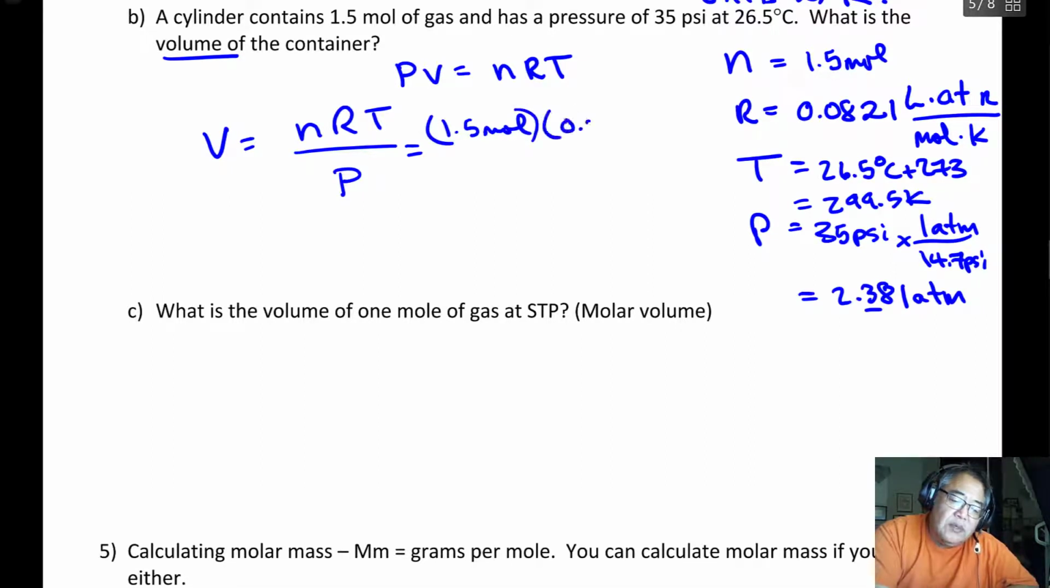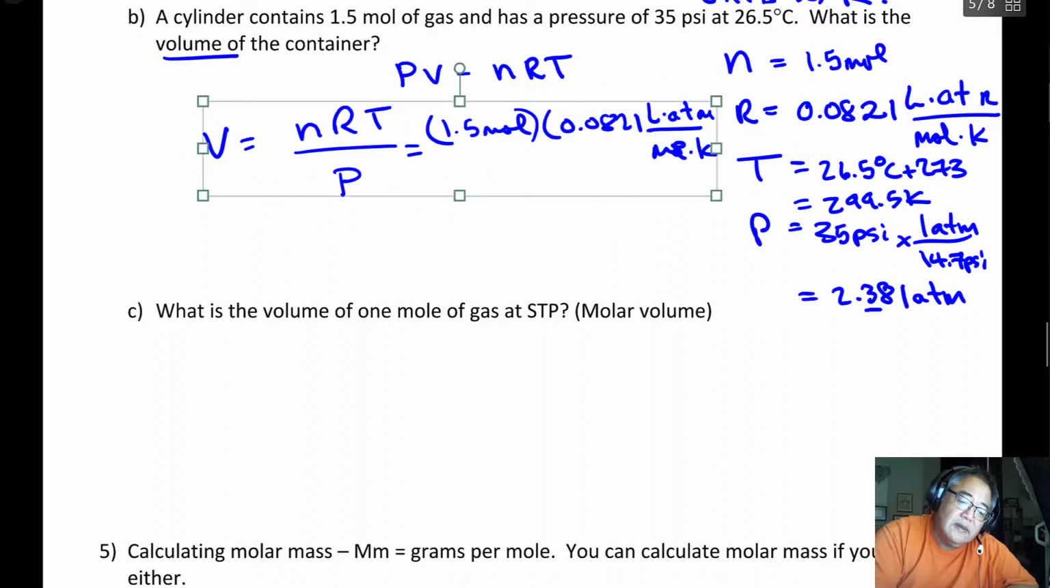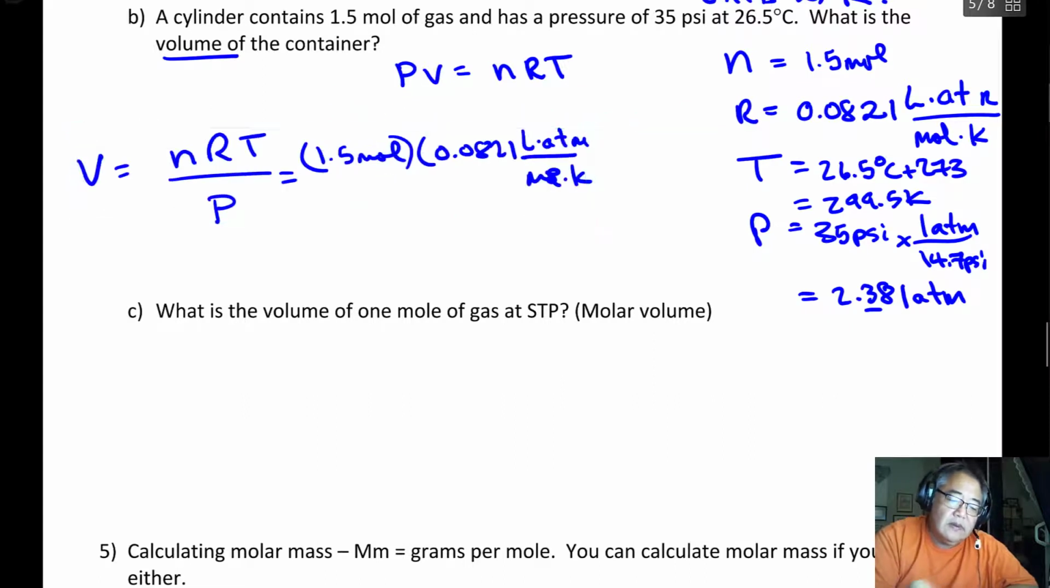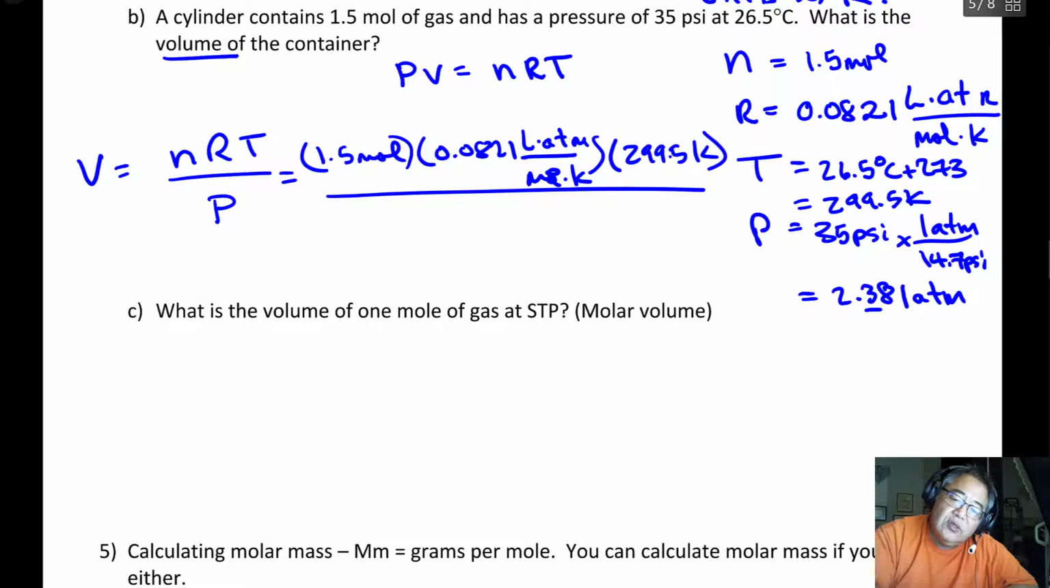I have R, which is 0.0821 liters times atmosphere for every mole times Kelvin. And I got to move this because I just ran out of space. And then temperature in Kelvin, 299.5. And then divided by 2.381 atmospheres.